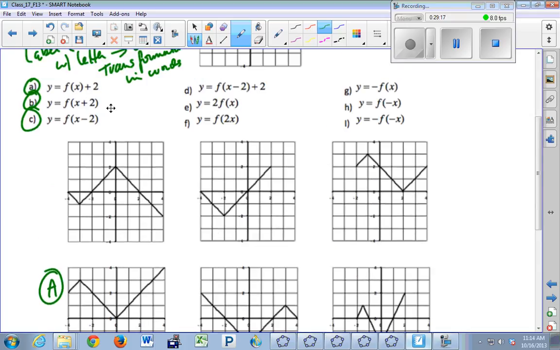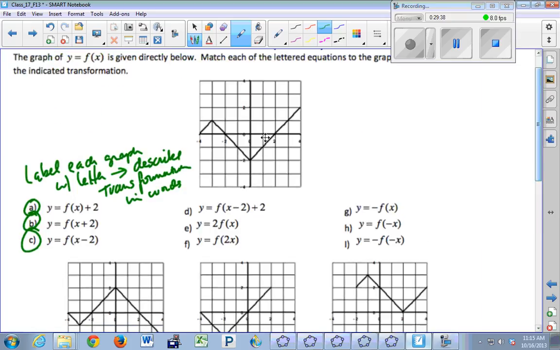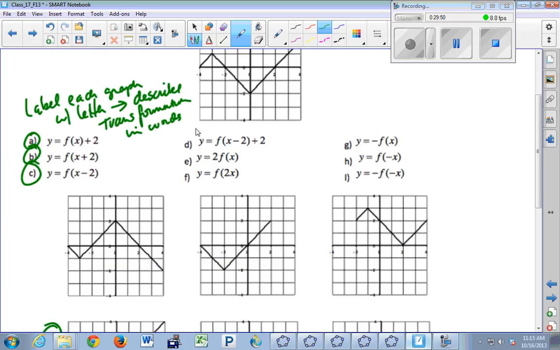Next one, now I'm acting inside the function. We call the inside the argument. We're inside the function. We're adding 2. To get back to x, this is how a lot of people do this in their head. If I want to get back to x, I'd have to subtract 2. That means 2 smaller. So I'm looking for a function where every single point has moved to the left 2 units. So now instead of being at 0, -2, I'm going to be at -2, -2. And instead of being at -2, 0, I'm going to be at -4, 0.